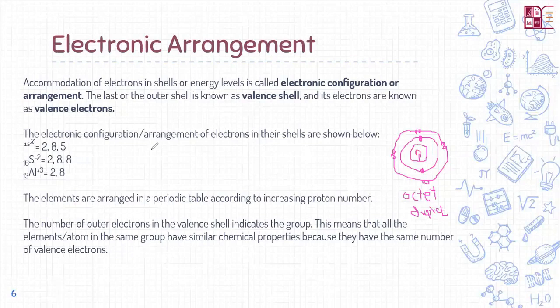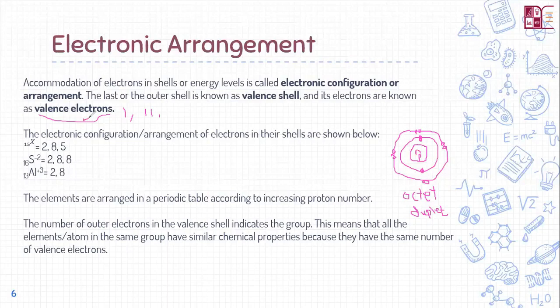What is the importance of these valence electrons? The valence electrons indicate the chemical properties of an atom or an element. For example, if an atom has one valence electron or 2 valence electrons, their chemical properties are going to change. So this is why the valence electrons are of importance.